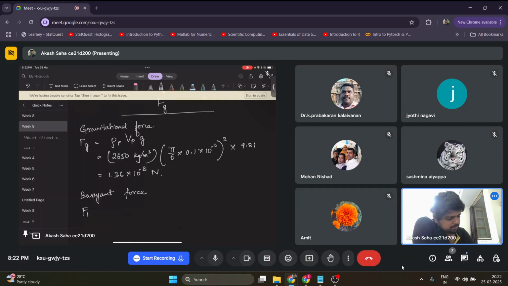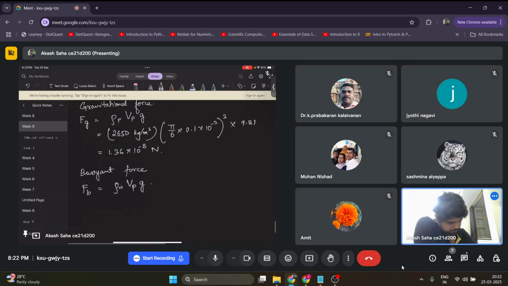So FB will also be equal to, instead of particle density, we will take water density. So rho W, rest is same, Vp into G. So rho W we will take as 999 at 15 degrees Celsius. So 999 into pi by 6 into (0.1 into 10 to the power minus 3) cube into 9.81. So it will be around 5.13 into 10 to the power minus 9.